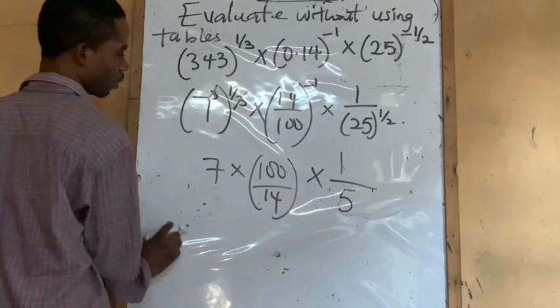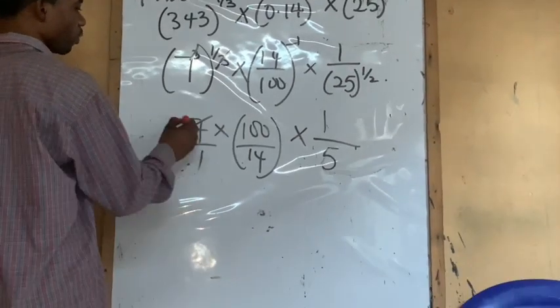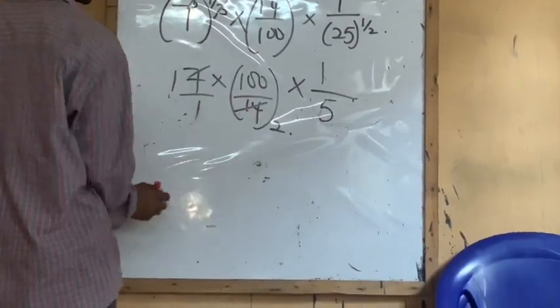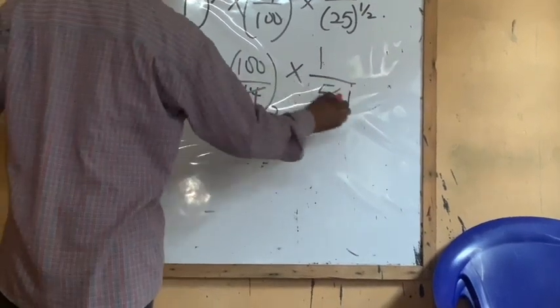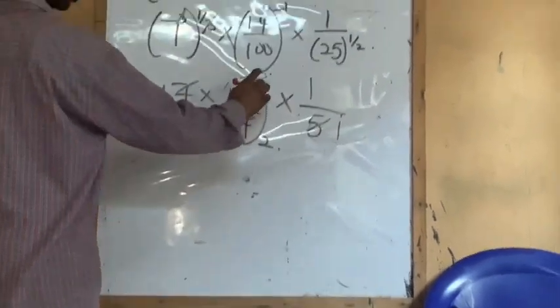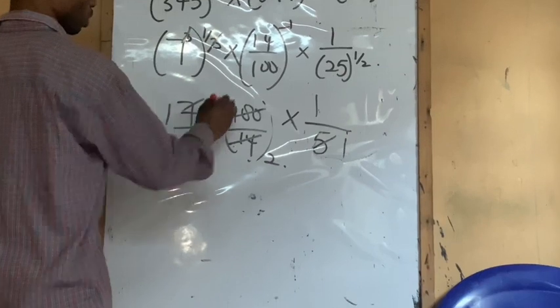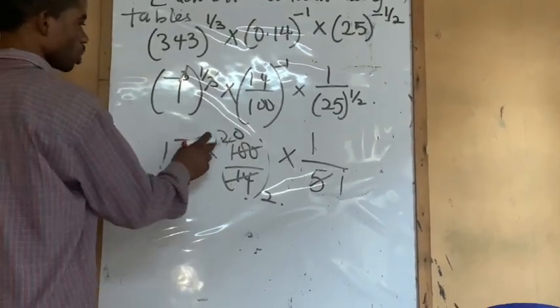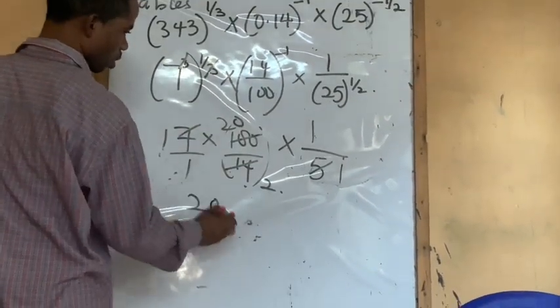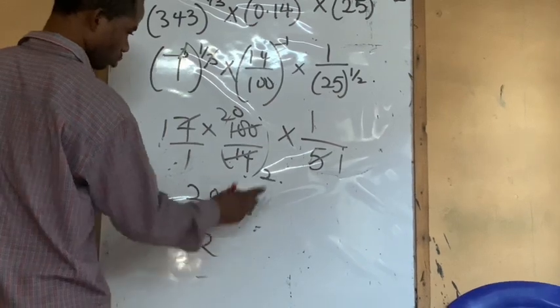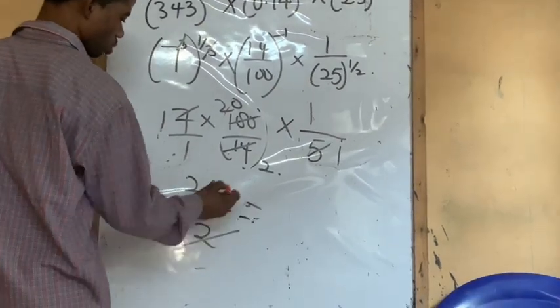So that means we have over 1 here, 7 here 1, 7 here 2. 5 here 1, 5 in 100. That is 20. So 1 times 20, 20 times 1 is 20, all over 2. 2 times 1 is 2, and 2 times 5, that is 10.